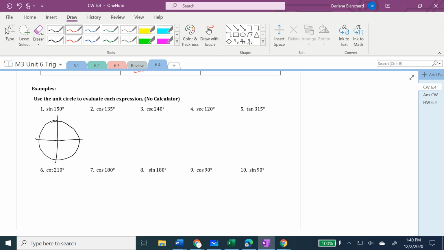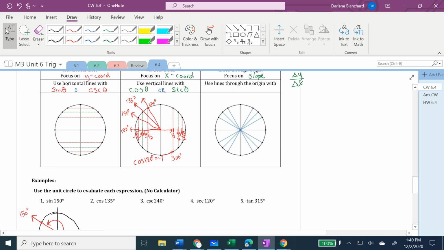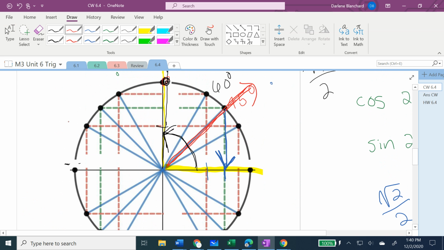So 150 degrees is 30 degrees shy of 180. And if I want to find the sine, that means I need the y coordinate of that point. And the y coordinate of that point is on the positive y-axis. And as you go from the origin, it's the first one of these three away. So it is positive 1 over 2.